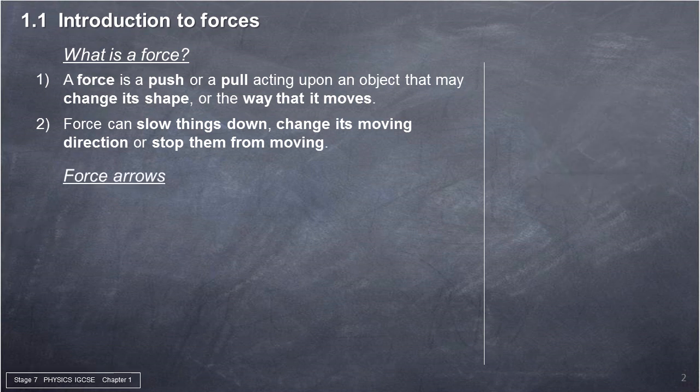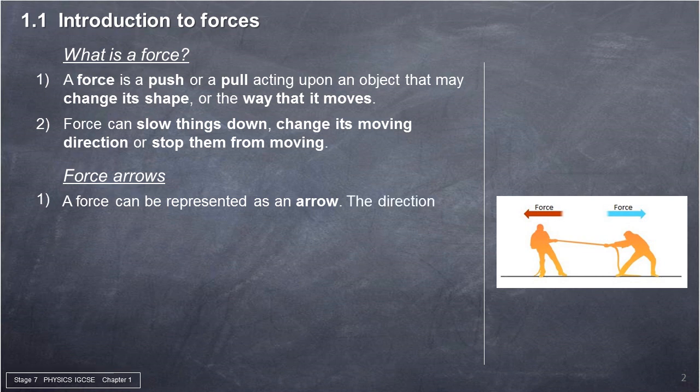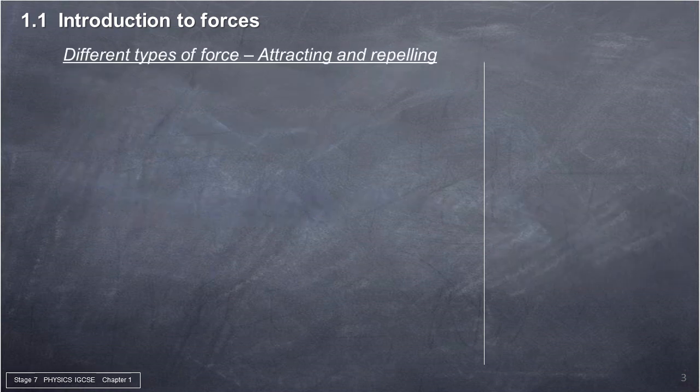Force arrows. 1. A force can be represented as an arrow. The direction of the arrow shows the direction of the force. Different types of force: attracting and repelling.